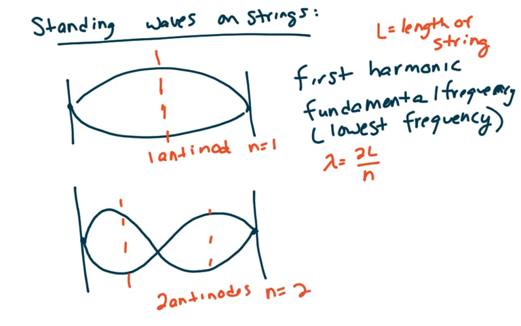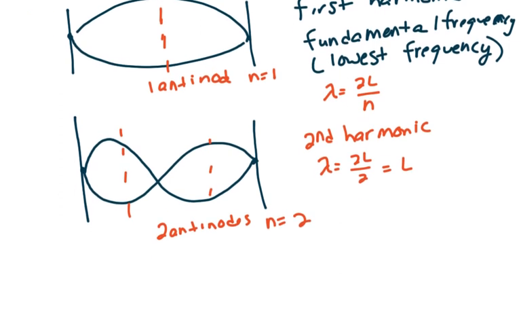So this one is the second harmonic. And the wavelength for this one, since it's 2L over n, is just going to be equal to the length of the string, which is exactly what we see here. It's a crest plus a trough. To get the frequency of the second harmonic, or any harmonic, it's just going to be that harmonic number times the fundamental frequency, which is the one at the first harmonic.